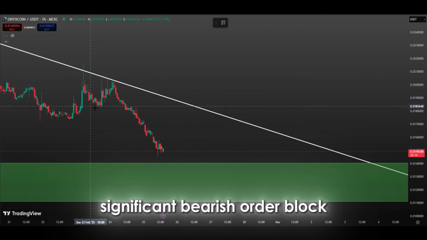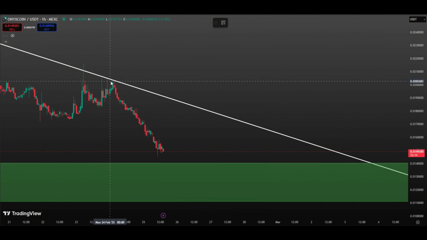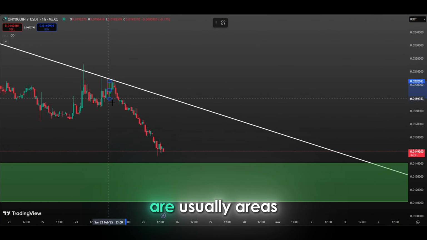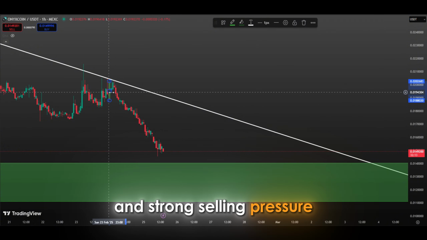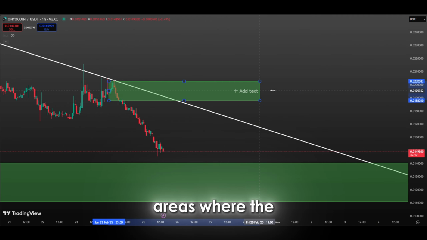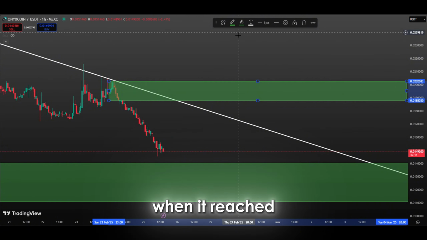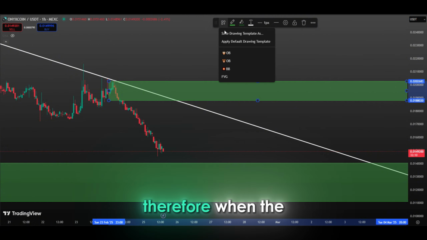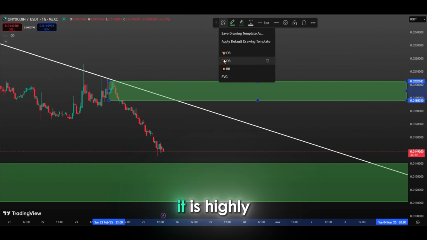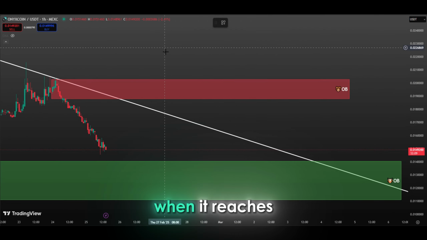There is a significant bearish order block above the price level. Bearish order blocks are usually areas with large sellers and strong selling pressure. These are the areas where the price previously received strong selling reactions and moved downwards when it reached this level. Therefore, when the price moves higher, it is highly likely to face selling pressure when it reaches this level.